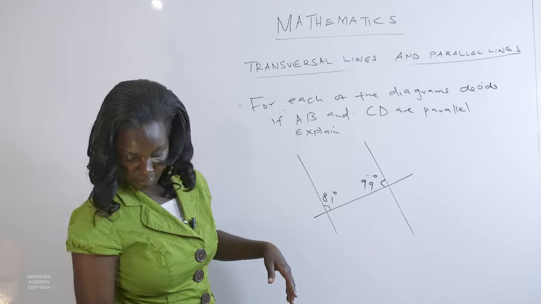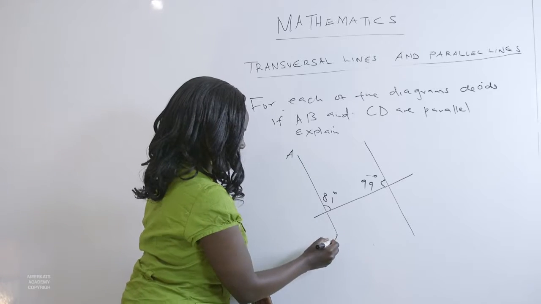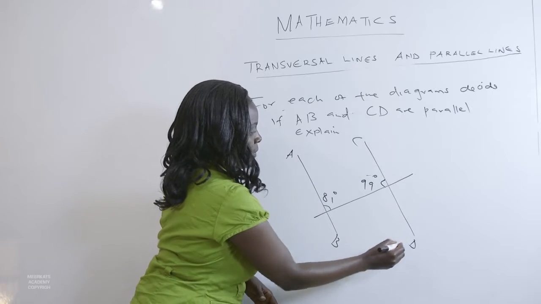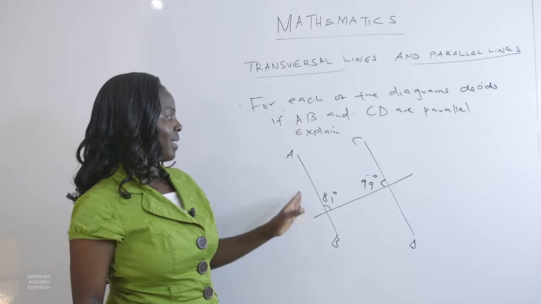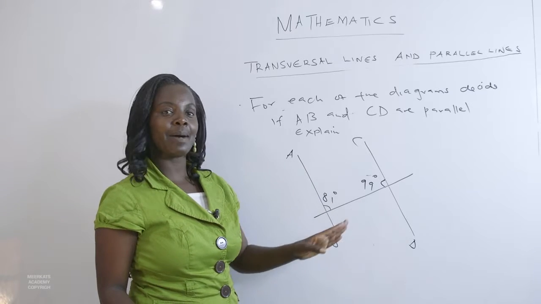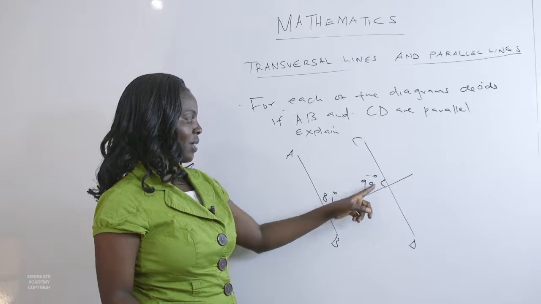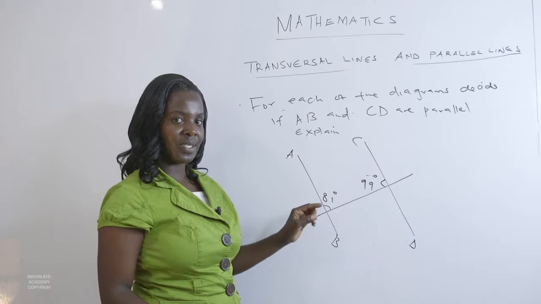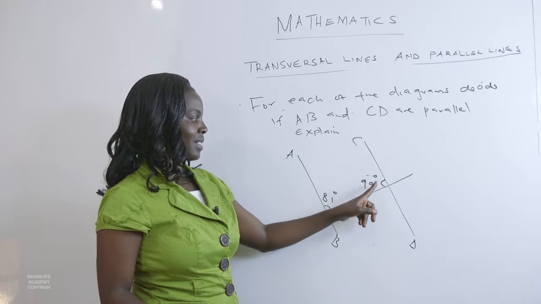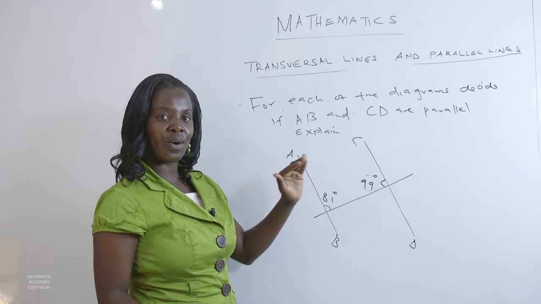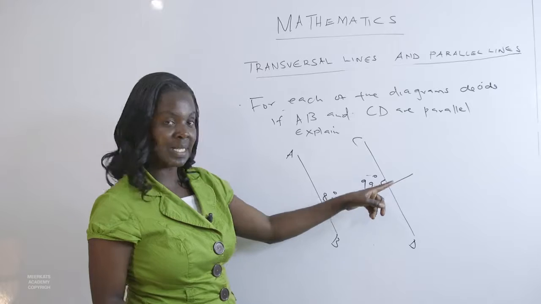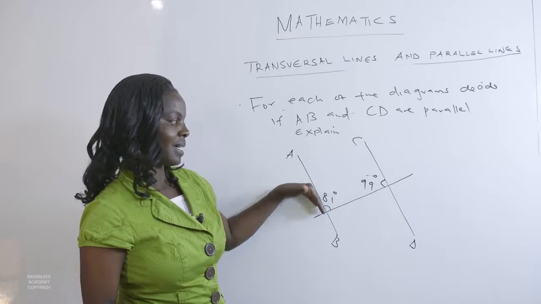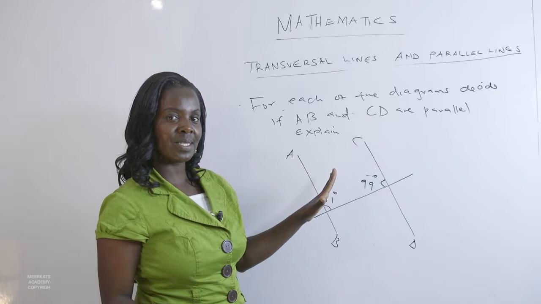So again, let's see if line AB and line CD are parallel. We are given these two angles here. So you should again be able to identify the two angles that we are given. Which angles are these ones? You realize that they are on the same side of the transversal line, which is this one, and they're inside the two lines. What do we call those angles?